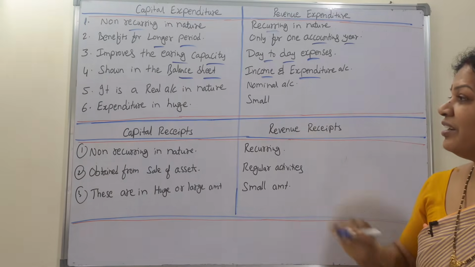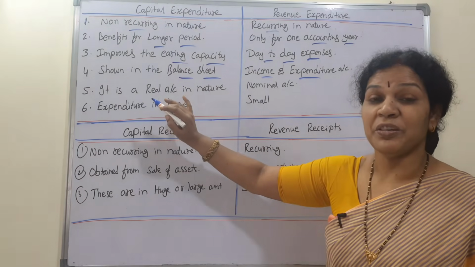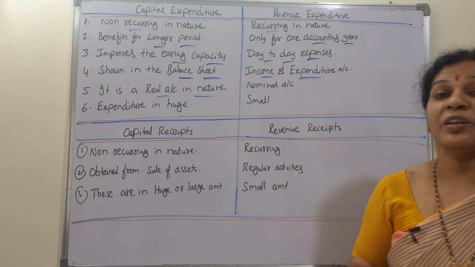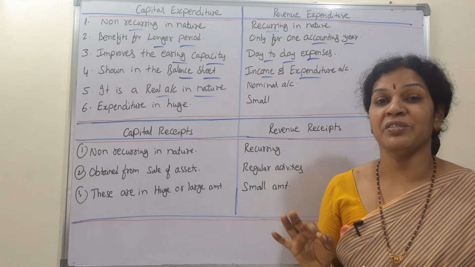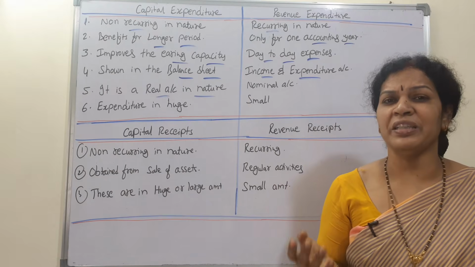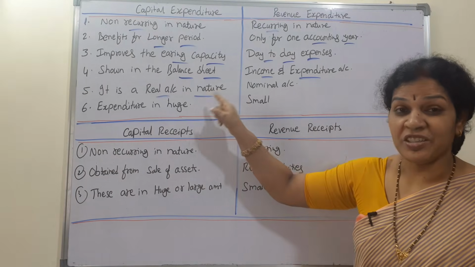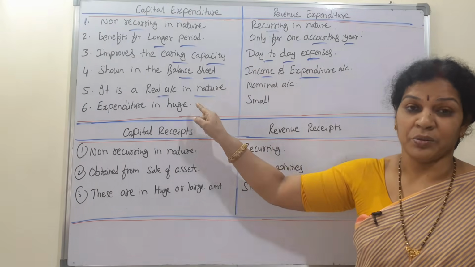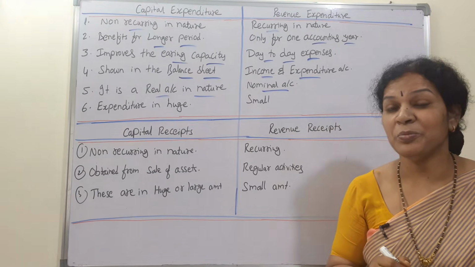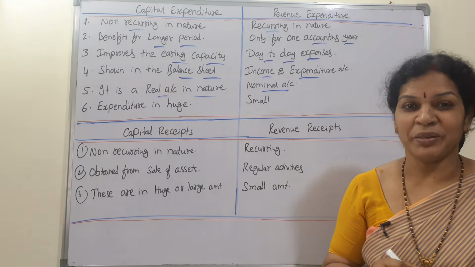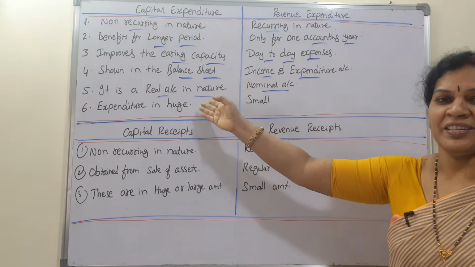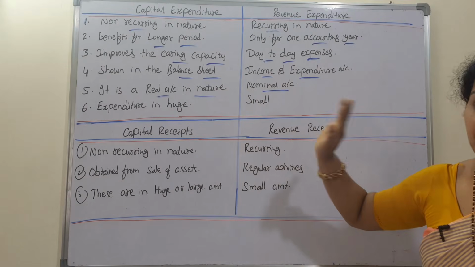Make it clear. And capital expenditure is real account in nature. Did you remember the classification of accounts? Personal accounts, real accounts, nominal accounts. Real accounts talk only about assets and liabilities. So that is why its nature is related to the real account, and the other's nature is related to the nominal account. Nominal account means what do we write? Income and expenses. Did you remember? That is why it's nominal, and this is real account related in nature.